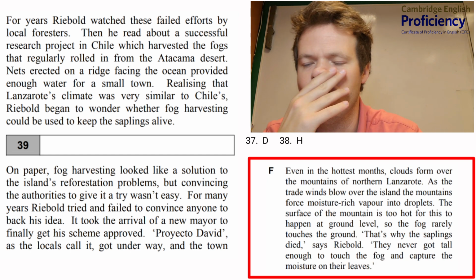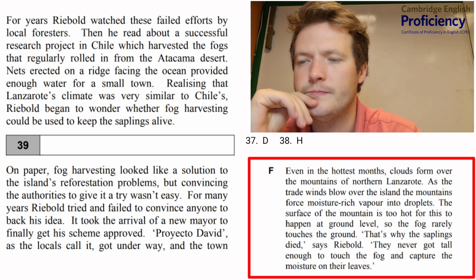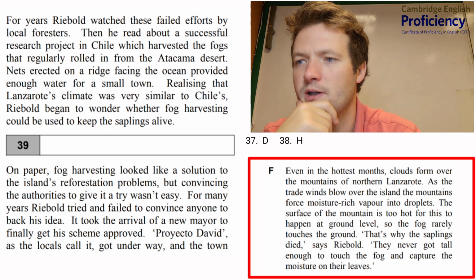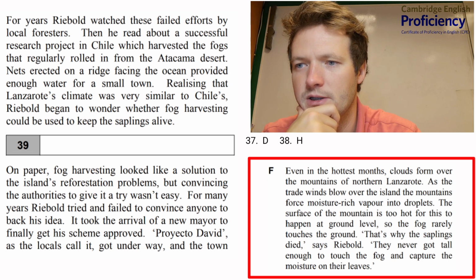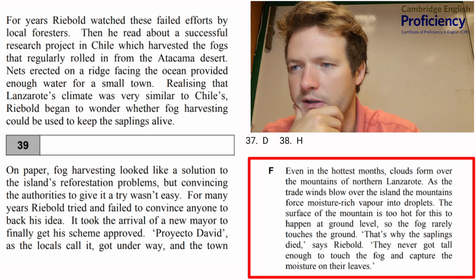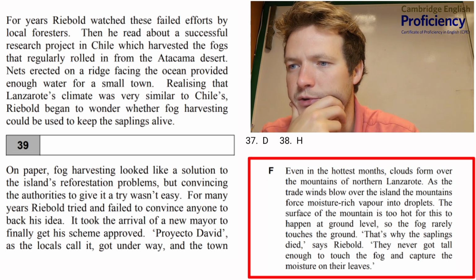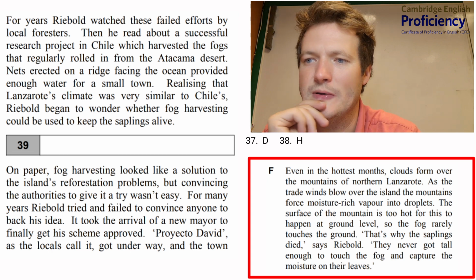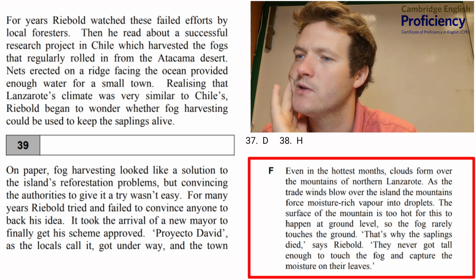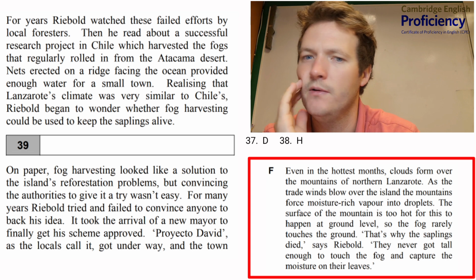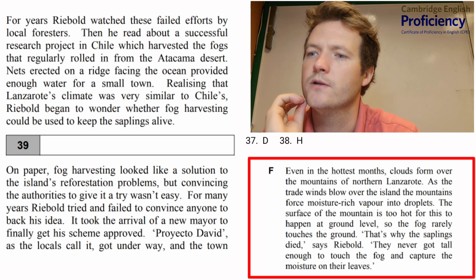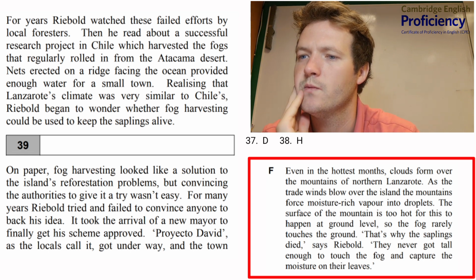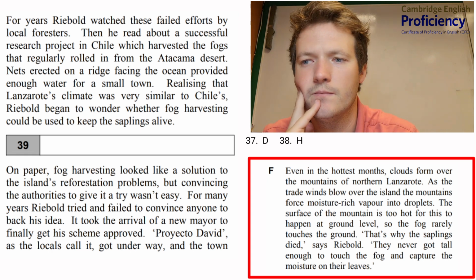What about F? Even in the hottest months, clouds form over the mountains of northern Lanzarote. As the trade winds blow over the islands, the mountains force moisture-rich vapour into droplets. The surface of the mountain is too hot for this to happen at ground level. So the fog rarely touches the ground. That's why the saplings died.